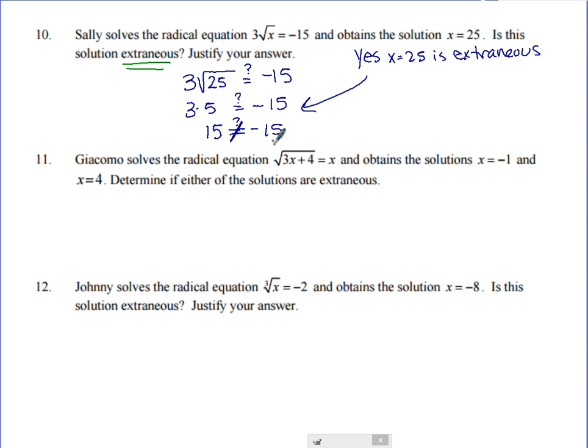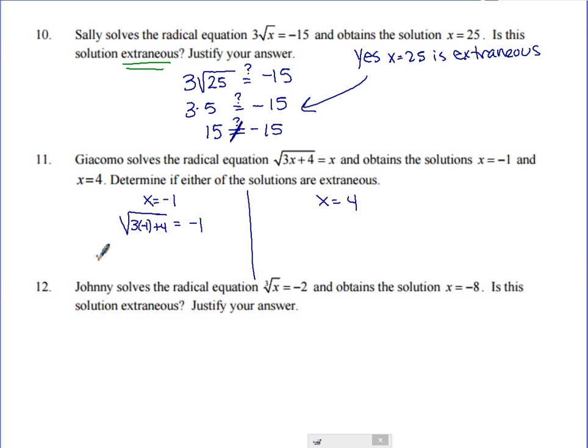All right. Then we have Giacomo solves the radical equation and obtains the solution x equals negative 1 and x equals 4. Determine if either of the solutions are extraneous. So again, same process. I'm going to write x equals negative 1 here and x equals 4 there. So let's plug in negative 1. 3 times negative 1 plus 4 equals negative 1.